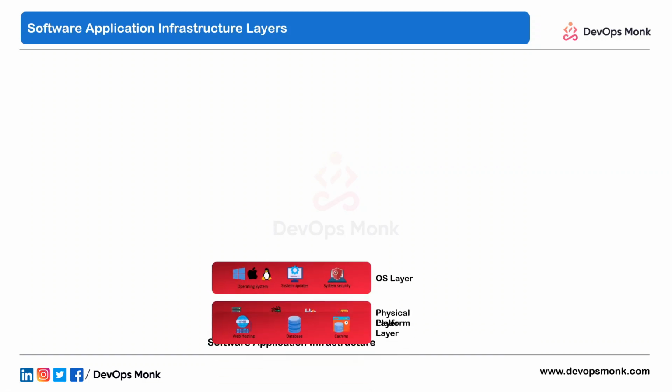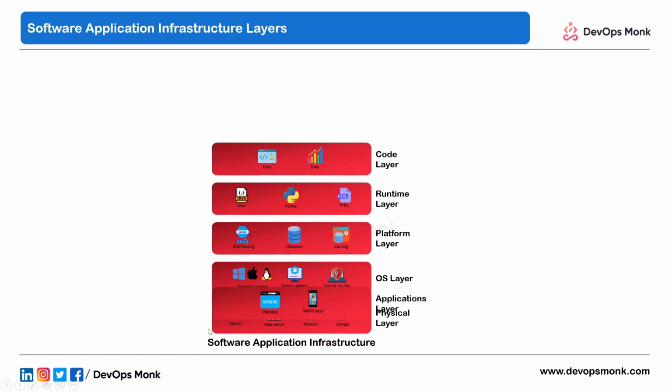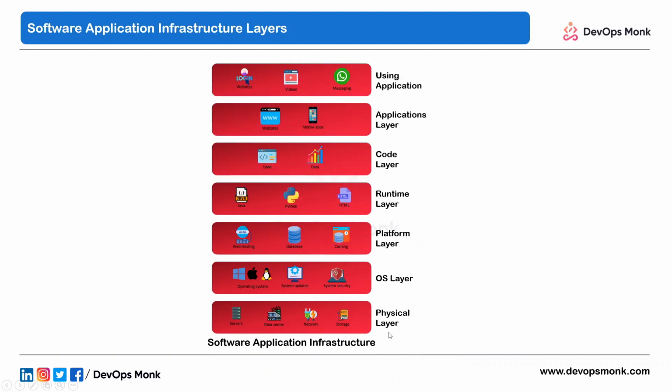Starting with the physical layer, this includes all the hardware stuff like data centers, servers, networking wires, and storage devices. Think of it like the foundation of a building. Next up is the OS layer. Once you have got your servers set up, you need an operating system, be it Windows, Mac OS, or Linux. This is where you also install all necessary software like antivirus programs. It's like choosing the type of rooms and their interiors for your building.